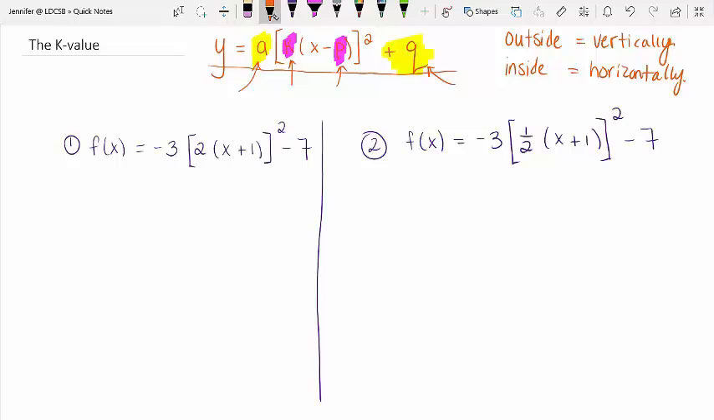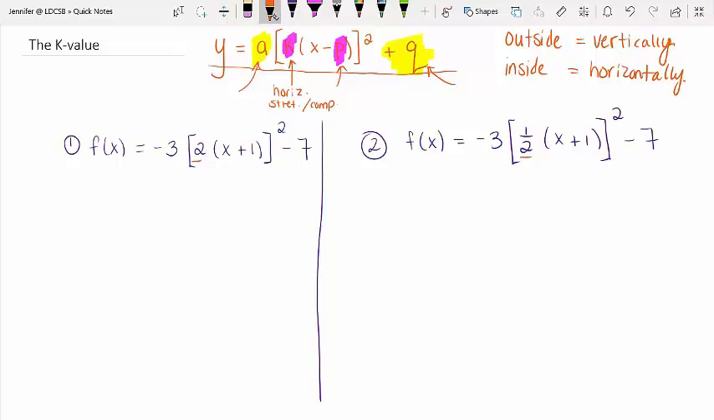Okay, let's now look at our K value. So we know our K value is a horizontal stretch or compression. And I know some of you guys get confused when you see a number in a function, like the 2 or the half. Sometimes it's tough to figure out, is that a horizontal stretch or is that a horizontal compression? Okay, and I'm going to go into how to understand which is which.